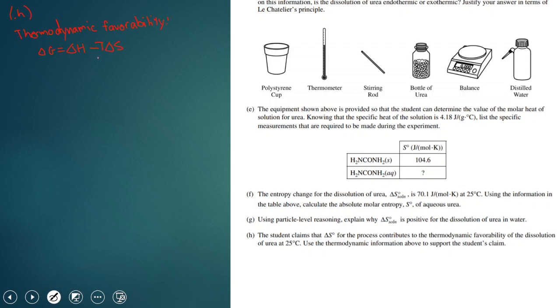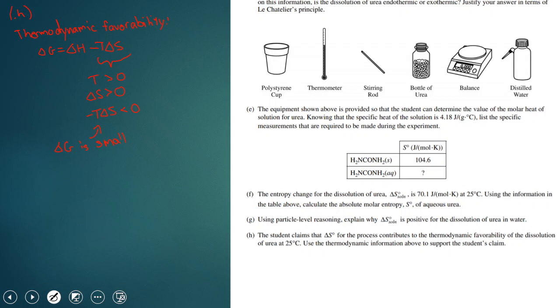What we can do though is consider the second term. Our T is going to be greater than 0 because T is measured in Kelvin in this case. We already have found out that our delta S is greater than 0. So this negative T delta S must be less than 0. Now what does this tell us? That delta G is small, because we have something being subtracted from a positive term.